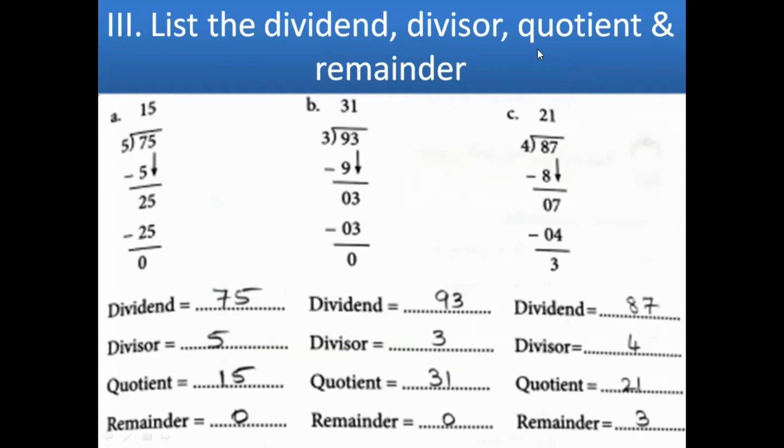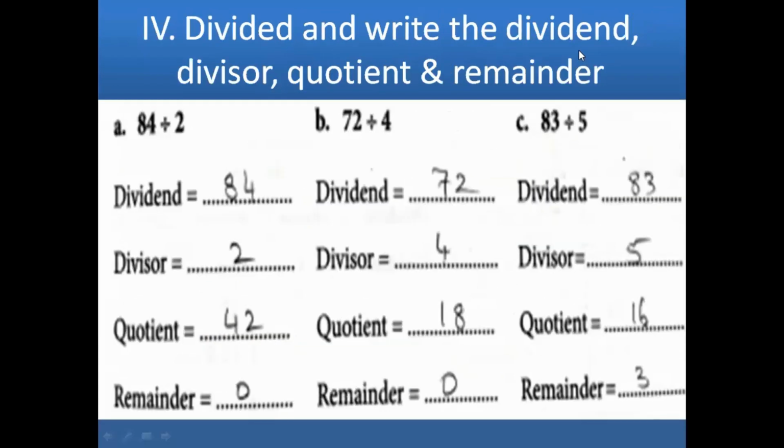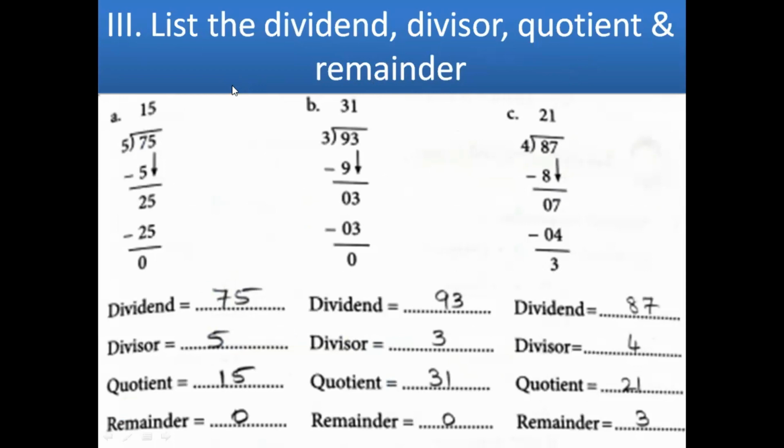List the dividend, divisor, quotient and remainder. See here for example, 75 divided by 5. In the 5 table, 5 1 ja 5. 7 minus 5 is 2. 5 down. 5 5 ja 25. 25 minus 25, how much? 0. See here: dividend 75, divisor 5, quotient 15, remainder 0.